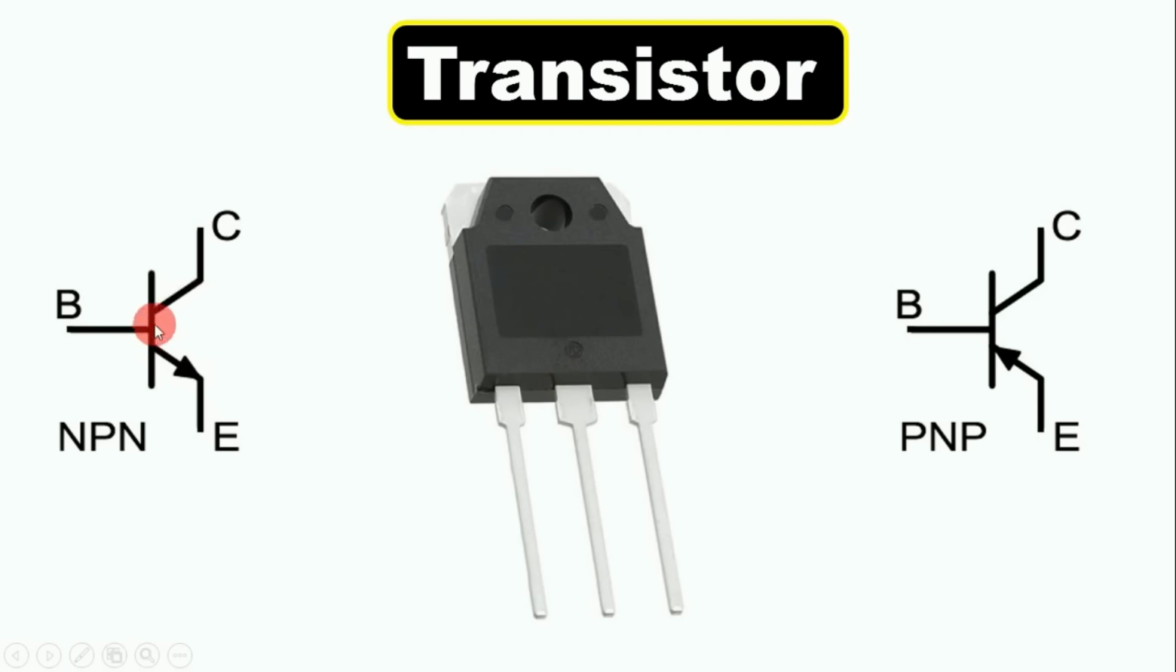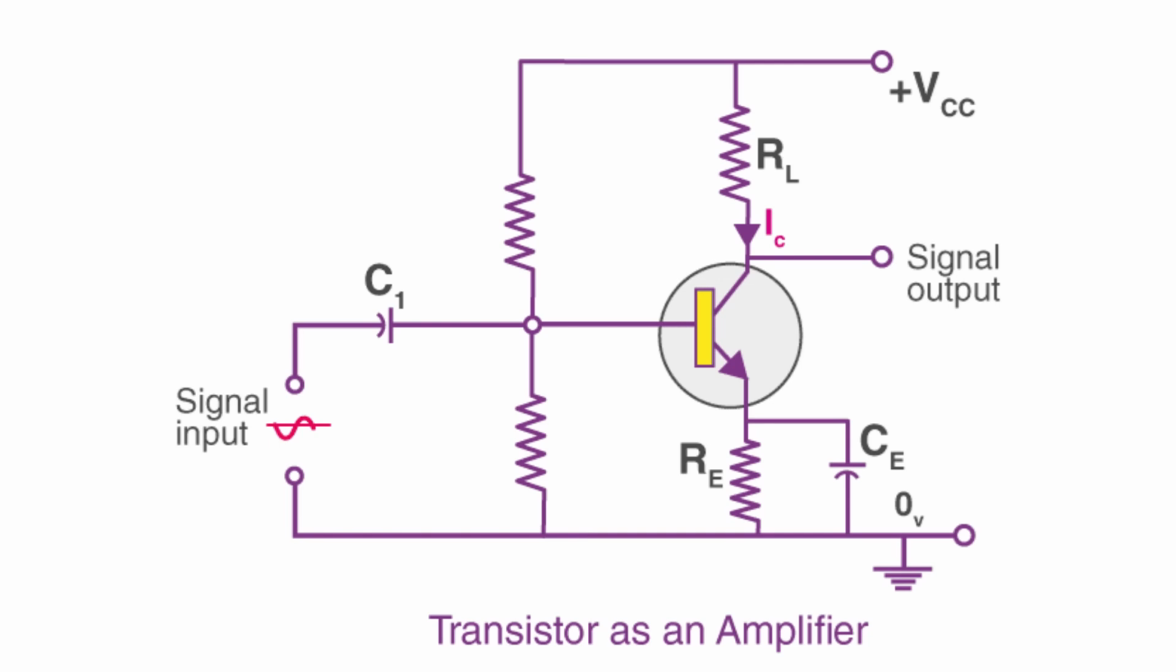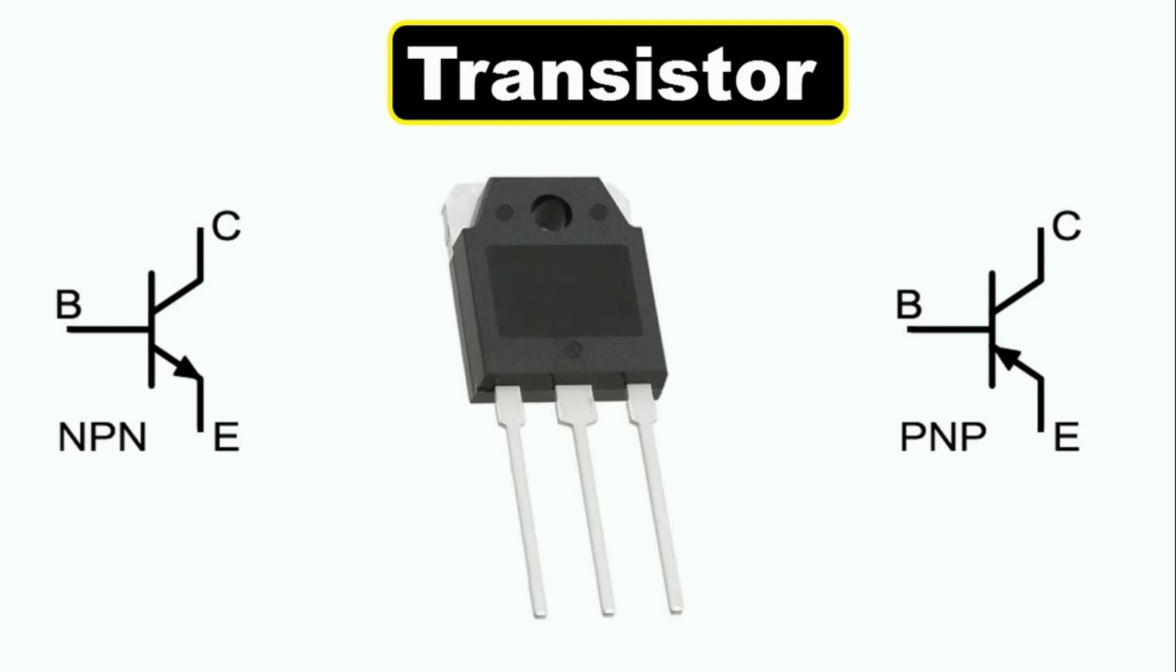From this line, if the direction of the arrow is outwards, then this will be our NPN transistor. And if this arrow is inwards, then this will be our PNP transistor. We use a transistor in a circuit where we have to convert a low signal into a high signal. That is, if the frequency of any signal is very low and you want to increase the frequency, then there you can use a transistor.